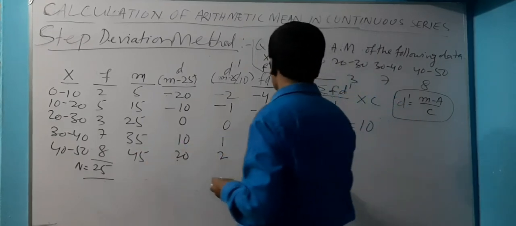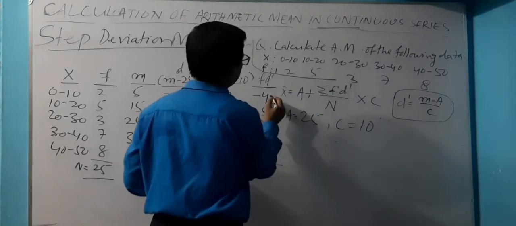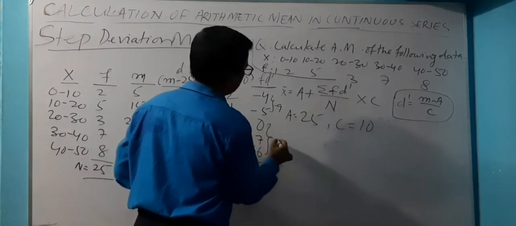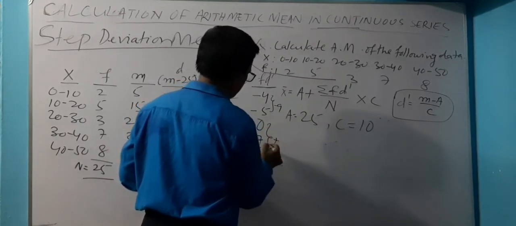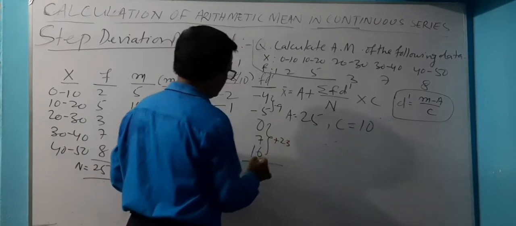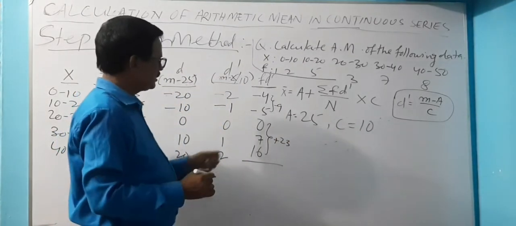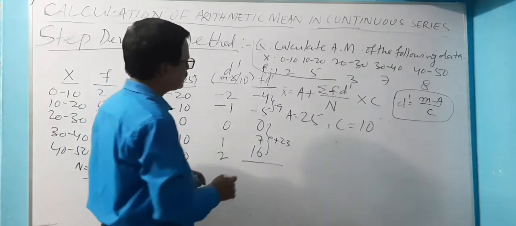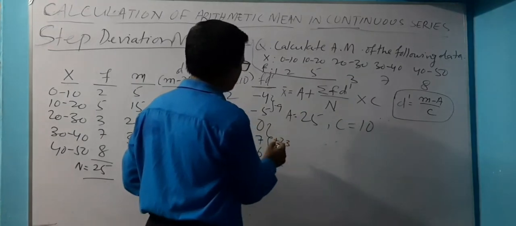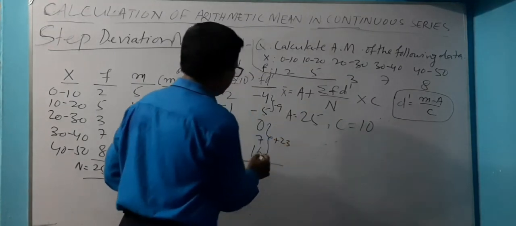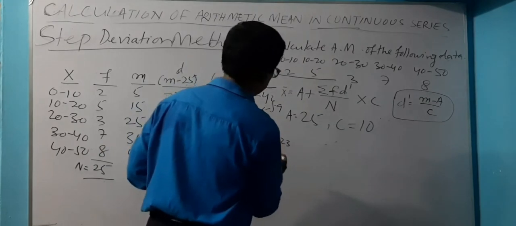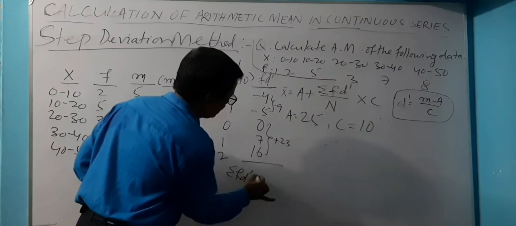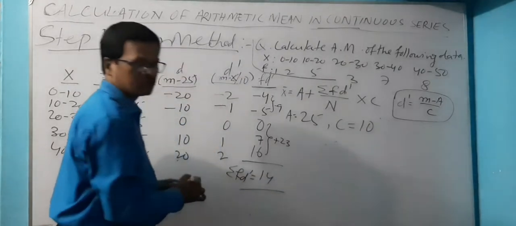So it comes to how much? This is minus 9, this is plus 23: 16 plus 7 plus 0 is 23. So plus 23 minus 9, and how much does it come to? 14. So summation f d dash is equal to 14. Yes or not?